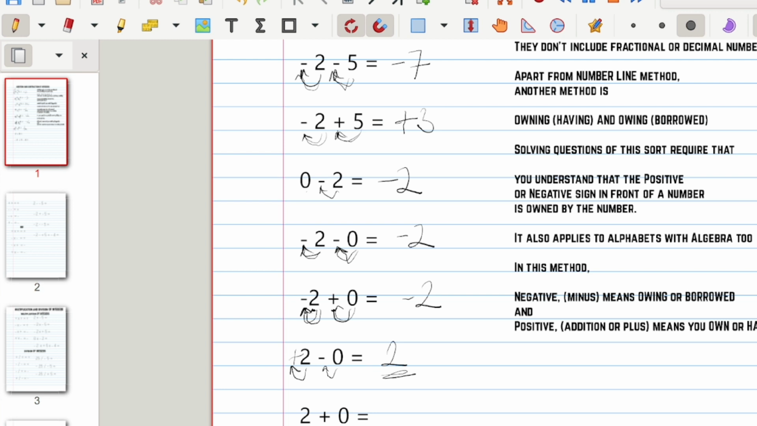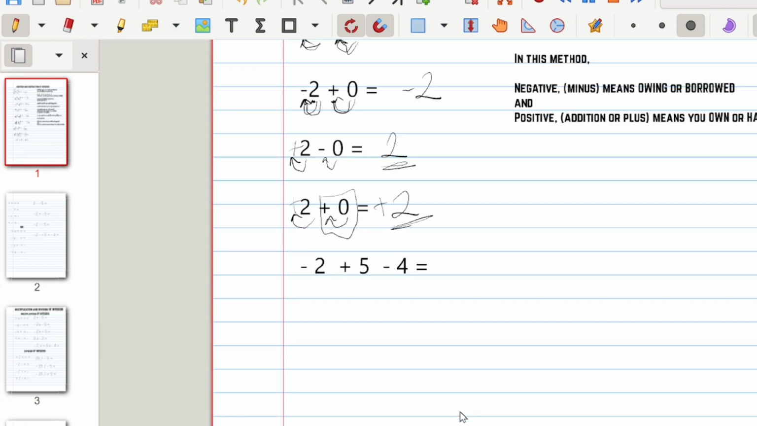Then you know your 2 plus 0 is 2. That means there's a plus in front of this 2. You are having 2 pencils and you're still not having anything from the second part of it. So you're still having 2. That's +2.